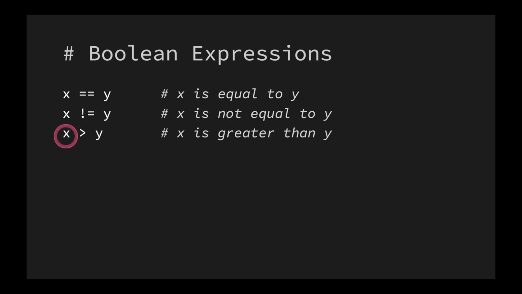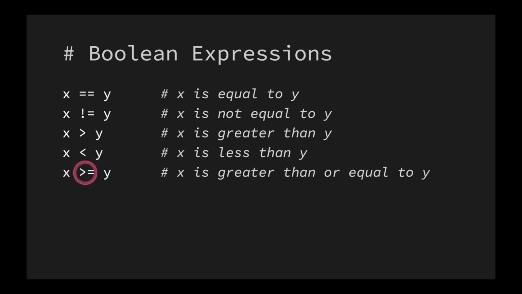The third expression is x greater than y. This is true when x is greater than y, for example, when x is 5 and y is 3. And it's false when x is less than y. The next one is x less than y. And this is true when x is less than y, and it's false when x is greater than y.